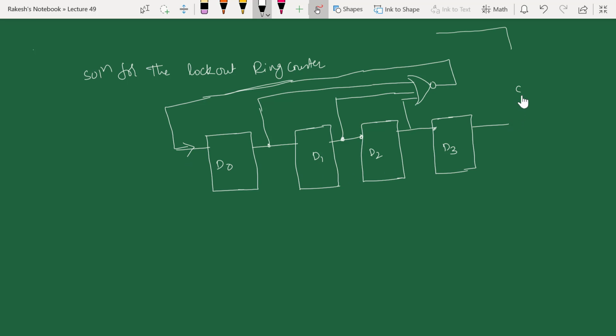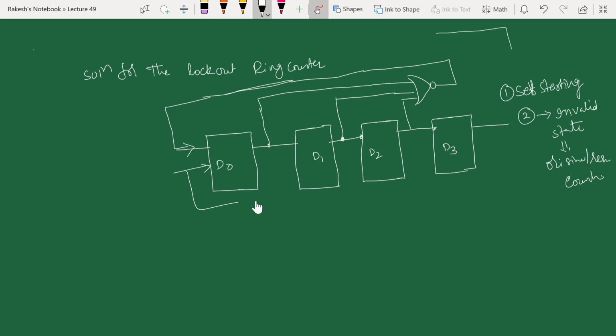So with this modification, your ring counter automatically starts. First thing, it is a self-starting counter. You don't have to start it manually. And second thing, even if it goes to an invalid state, it automatically comes back to the original or required counting sequence. As usual, the clock will be given to all the flip-flops.